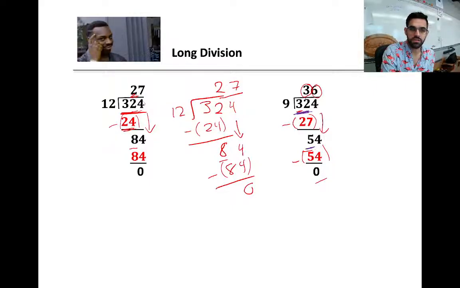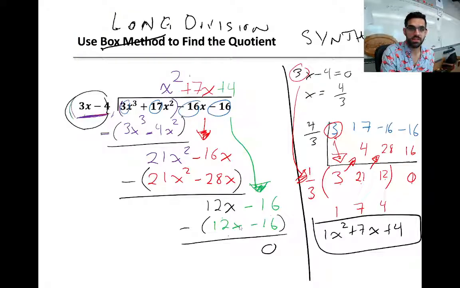Then we take our next number, 4, and bring it down. 84. How many times does 12 go into 84? Well, it goes in 7 times. 7 times 12 is 84. So if we subtract 84, we have no more remainder, 0. So that shows us that 324 divided by 12 is 27. So we're going to apply that idea to polynomials.